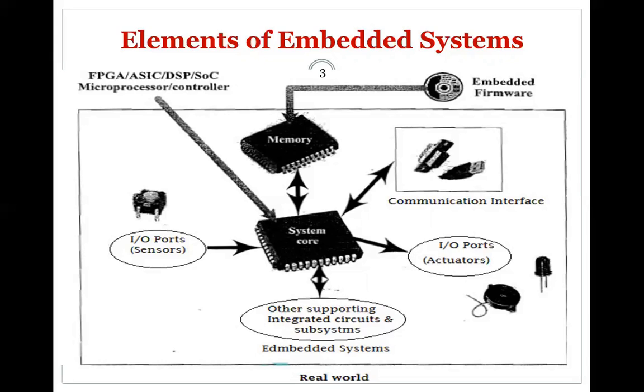Then other parts are like communication interfaces, network adapters, and all can be connected to the core. And other supporting devices that are integrated circuits or subsystems can be connected to the embedded system. The whole system is called an embedded system.